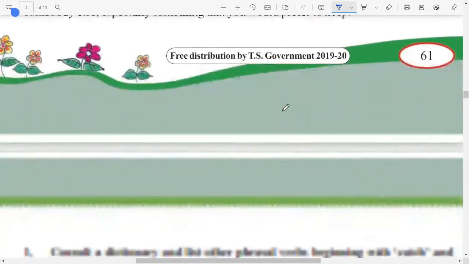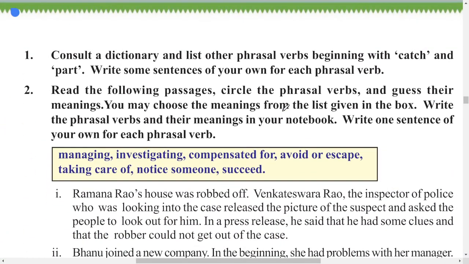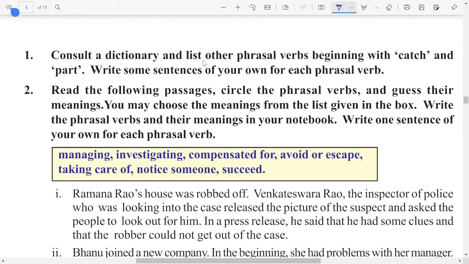Now, consult a dictionary and list other phrasal verbs beginning with catch. So you have to use phrasal verbs like catch out, catch up. All these different phrasal verbs would be there with the word catch. So I have to write all of them down. Write some sentences of your own for each phrasal verb. So after writing all those phrasal verbs down, you have to write sentences. You have to put them into the sentences.